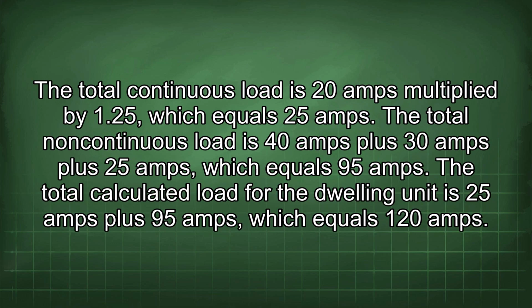The total continuous load is 20 amps multiplied by 1.25, which equals 25 amps. The total non-continuous load is 40 amps plus 30 amps plus 25 amps, which equals 95 amps. The total calculated load for the dwelling unit is 25 amps plus 95 amps, which equals 120 amps.